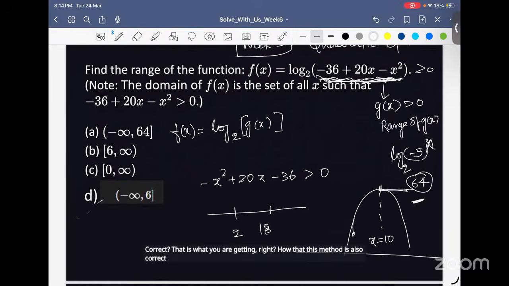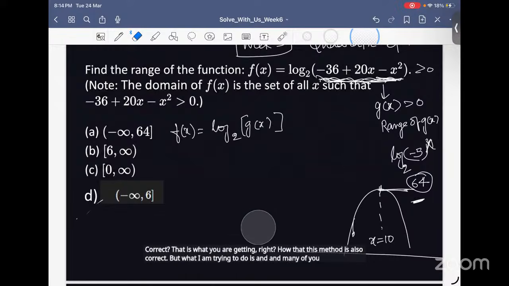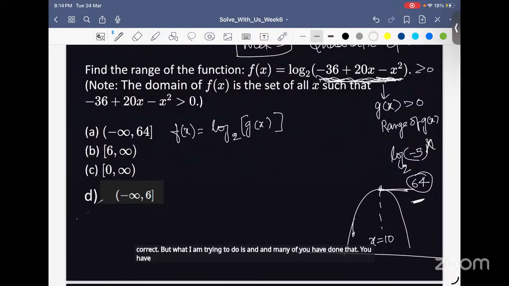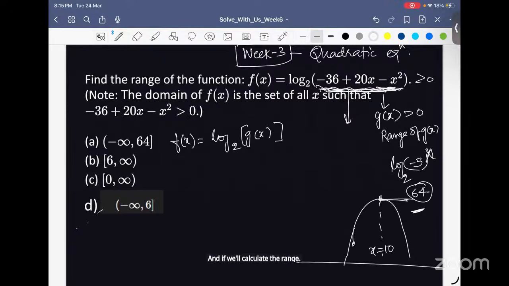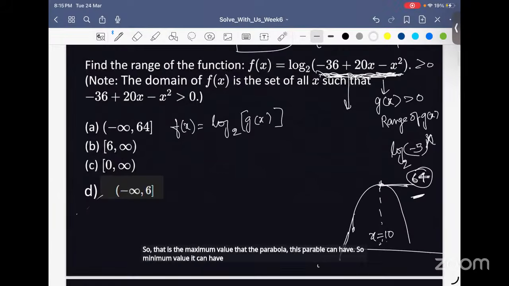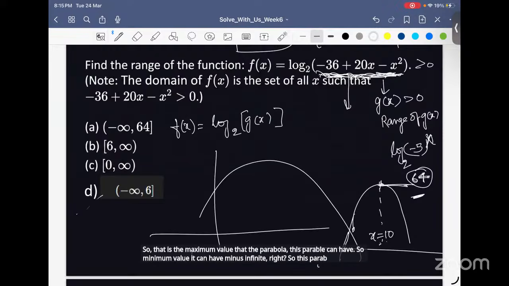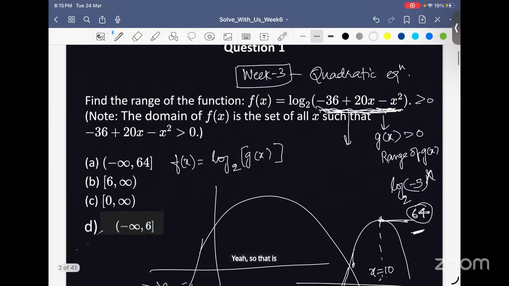But what I am trying to do is, and many of you have done that, you have plotted the parabola and then tried to calculate the range for this function itself. If you calculate the range, you can see that at x equals 10, you are getting 64, right? So that is the maximum value this parabola can have. The minimum value it can have is minus infinite, right? So this parabola might go something like that, where at minus infinite it can have a minus infinite value. So for this, the range is from minus infinite to 64.